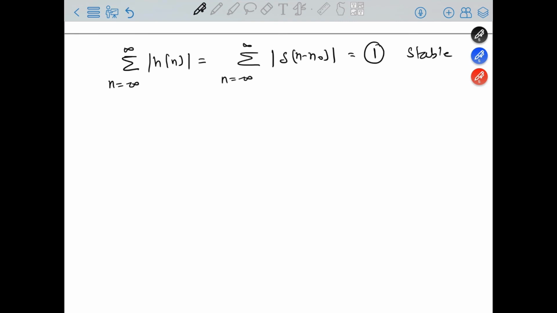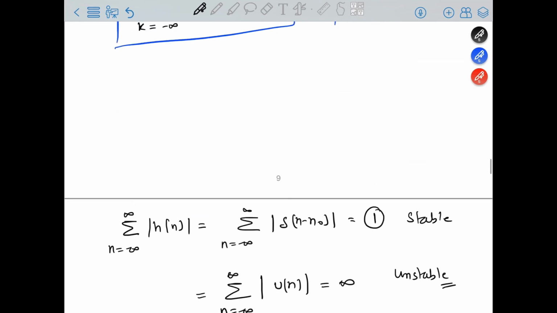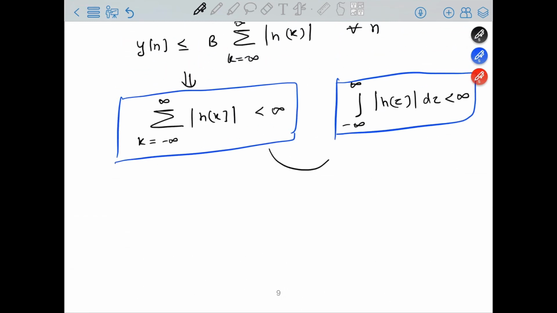But suppose the impulse response is in the form of a unit step. Then the sum from n equals minus infinity to infinity of |u[n]| is basically infinity. So this system will be unstable. So this is the property of stability of an LTI system in terms of impulse response, and these are the two necessary and sufficient conditions for the case of discrete time and continuous time systems.